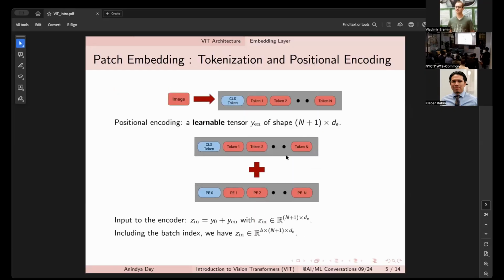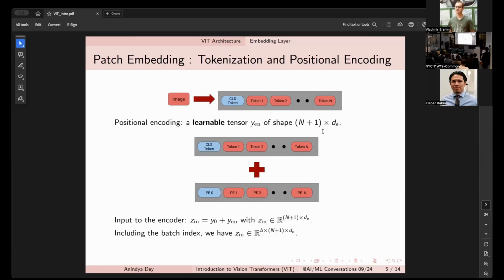We just have one more step. There was a question about the positions of the patches, and now we're going to answer that question. For that, you need positional encoding. You add a learnable tensor of the same shape as the original sequence of tokens. What this means is that you add token by token, so this is added to this, and so on.